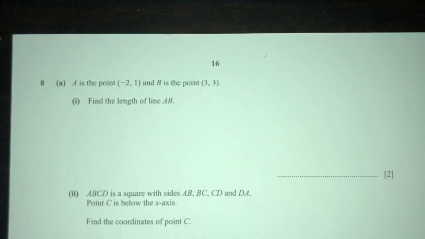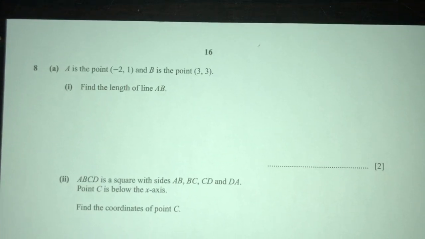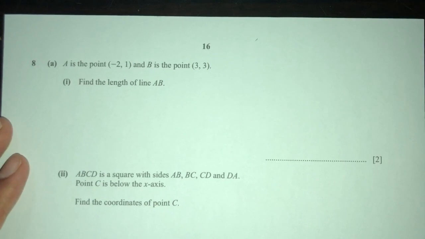Okay, so now let's move on to question number 8. Here A is the point minus 2, 1, and B is the point 3, 3. Find the length of AB. So here you have to use your formula to find this.